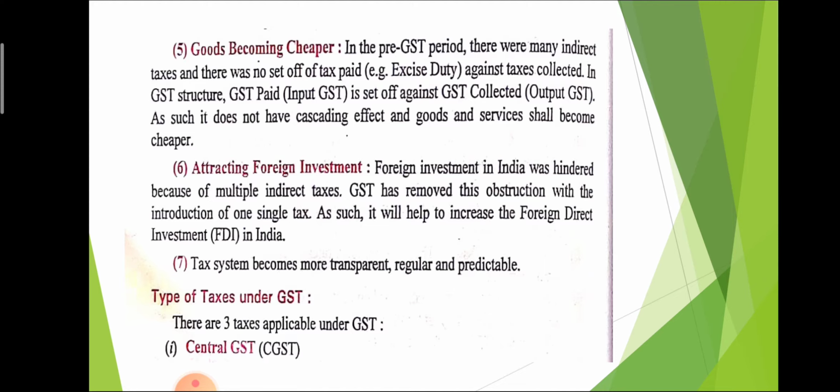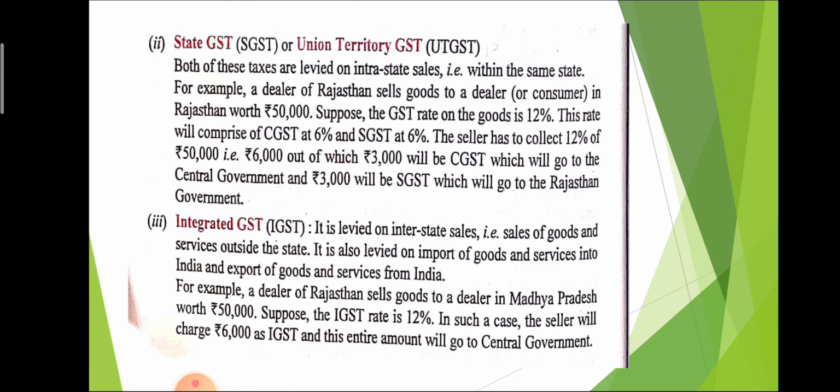Types of taxes under GST. There are mainly three types of taxes. First one is CGST, second one is SGST and third one is IGST. So what is the difference between CGST, SGST and IGST? When we calculate CGST, at that time we will have to calculate SGST. Both of these taxes are levied on intra-state sales. It means sales within the same state.